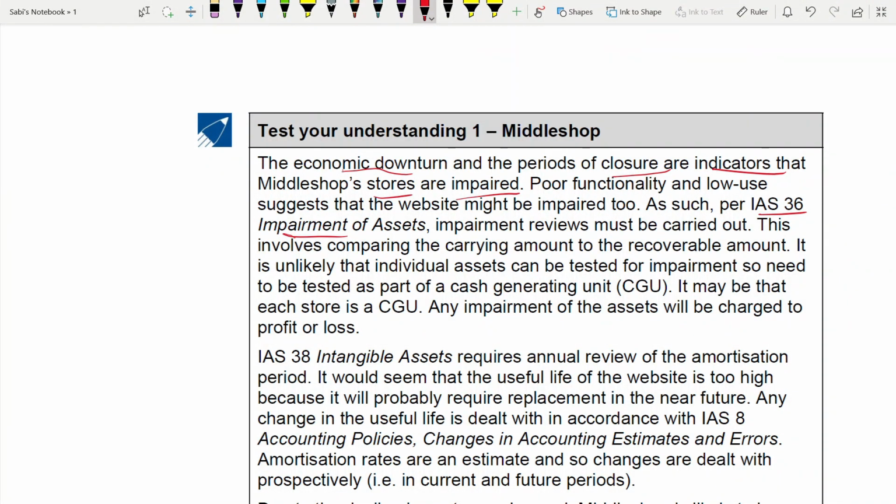Also there are some more. For example, for the intangible asset, they told us the website is an intangible asset. For that, there is poor functionality, it's not functioning properly, and also the use of that website is not so much. This also means it's impaired. So you see, we are referring to the case study. We are linking IAS 36 with the case study.